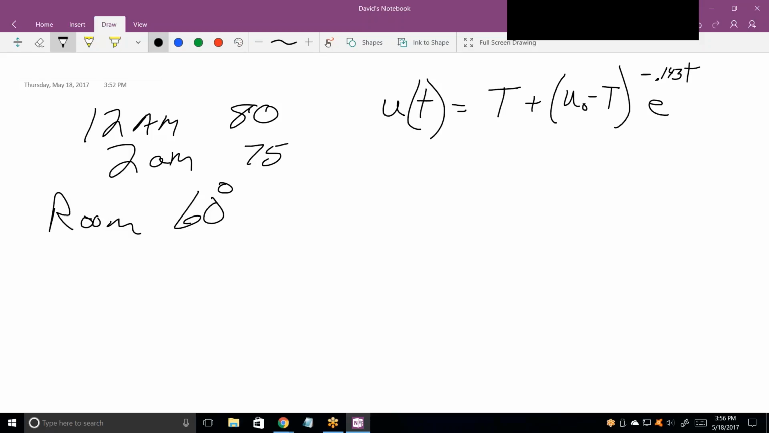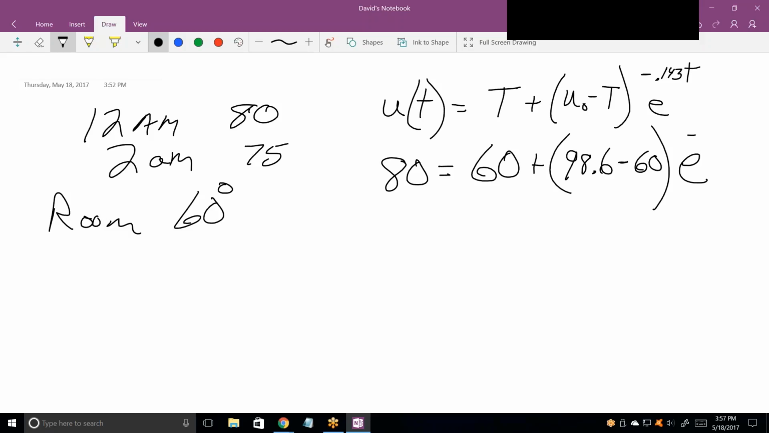So now, you want to know how long it took from its 98.6 to get to 80. So we're going to 80. Surrounding is 70. Plus the original, the living body is 98.6 minus the surrounding, e to the minus 0.143t. Again, only one variable in that, t. The key is we're going from this temperature to that temperature. Question is, how long does it take?